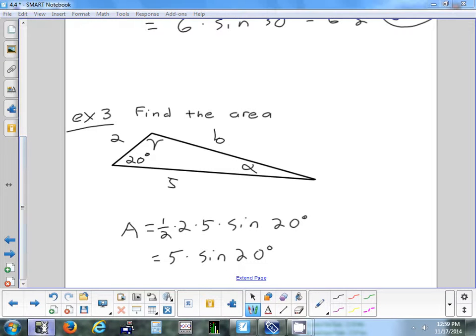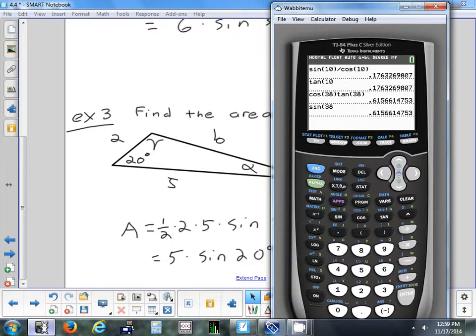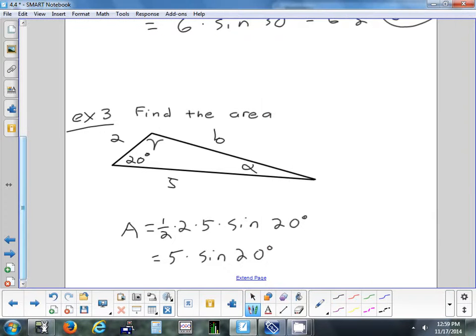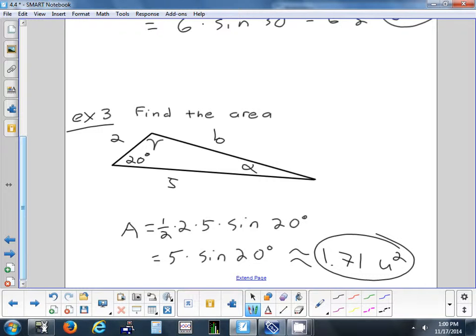Again, make sure you're in degrees. And see what we got. Since there's nothing coming after the 20, if I don't close the parenthesis, that's okay. So we get 1.71 square units. Okay. Any question on that?